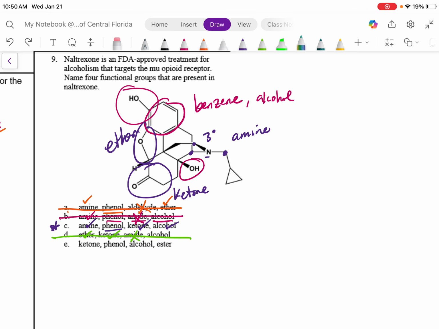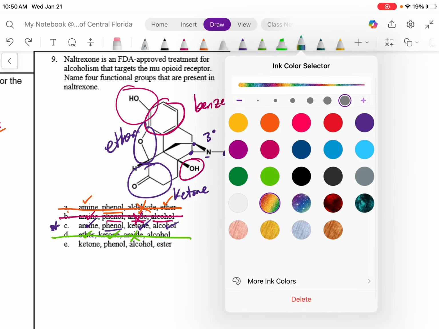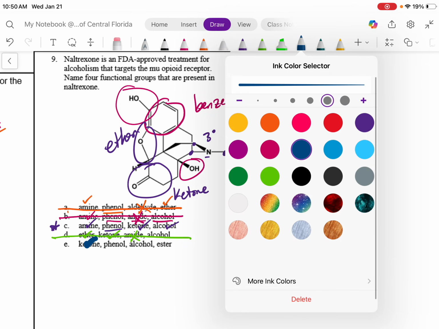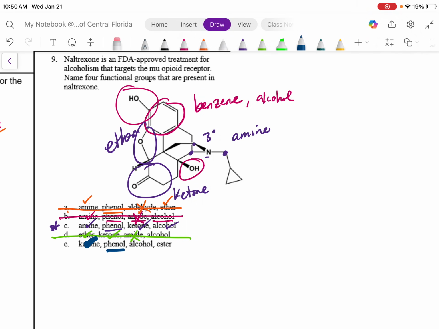Trying to change the color here. Let's do some blue. Ketone, yes. Phenol, I don't know what it is. Alcohol, yes. Do we have an ester? No, we do not. So by process of elimination here, because sometimes you may see things that you don't know, and so you are going to have to use process of elimination, you would have to say answer choice C makes the most logical sense.